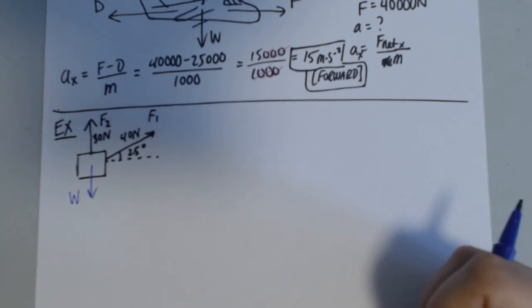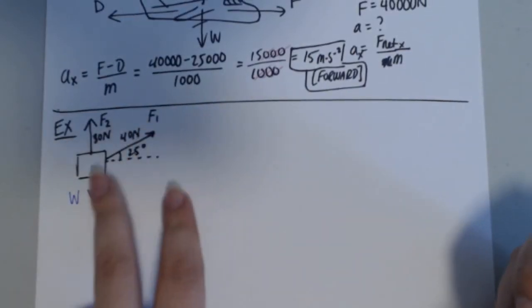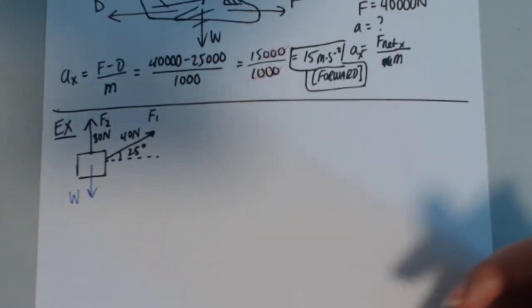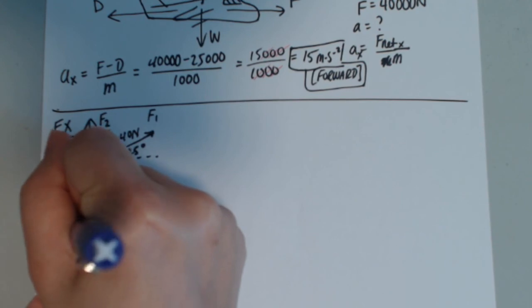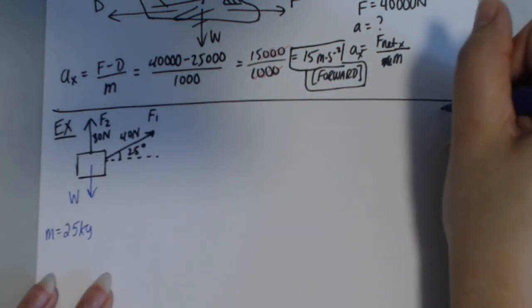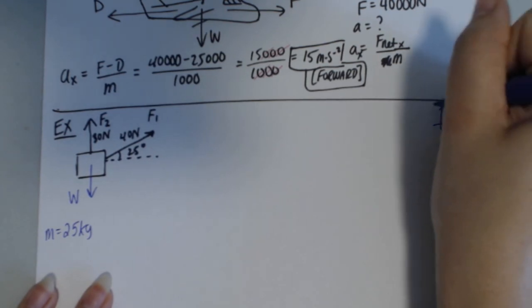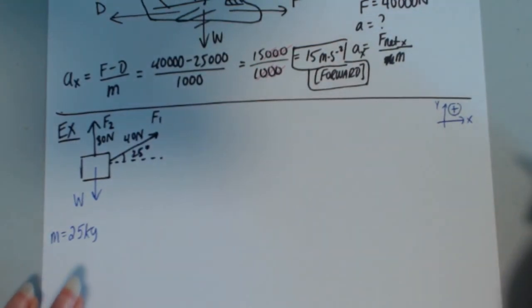So this might just be a snapshot of one point in time where there are these two forces applied with ropes or chains on the object, and of course the weight must exist as well. So mass is 25 kilograms. As usual, I have to define my positive x and y directions. It's a new problem. X is to the right positive, y is positive up.